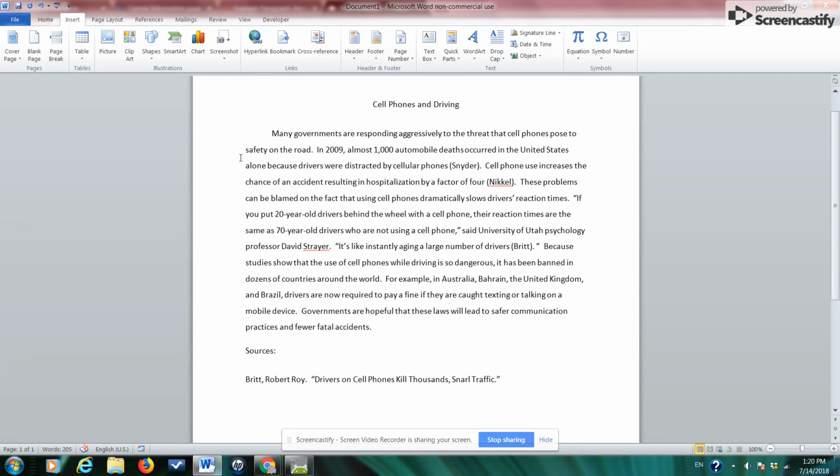Okay, another point I want to make is that this is indented, meaning that the writer hit the button tab, T-A-B, on the keyboard, and that moved the line 5 spaces to the right. So we want to tab or indent when we write a paragraph.